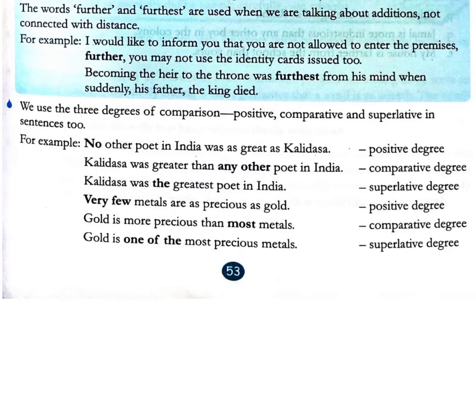We use the three degrees of comparison, positive, comparative and superlative, in sentences too. So it is like: No other poet in India was as great as Kalidas. So here the word no is used, so for that we use the positive degree. Kalidas was greater than any other poet in India. So that will be comparative degree. Next we have: Kalidas was the greatest poet in India, superlative degree.